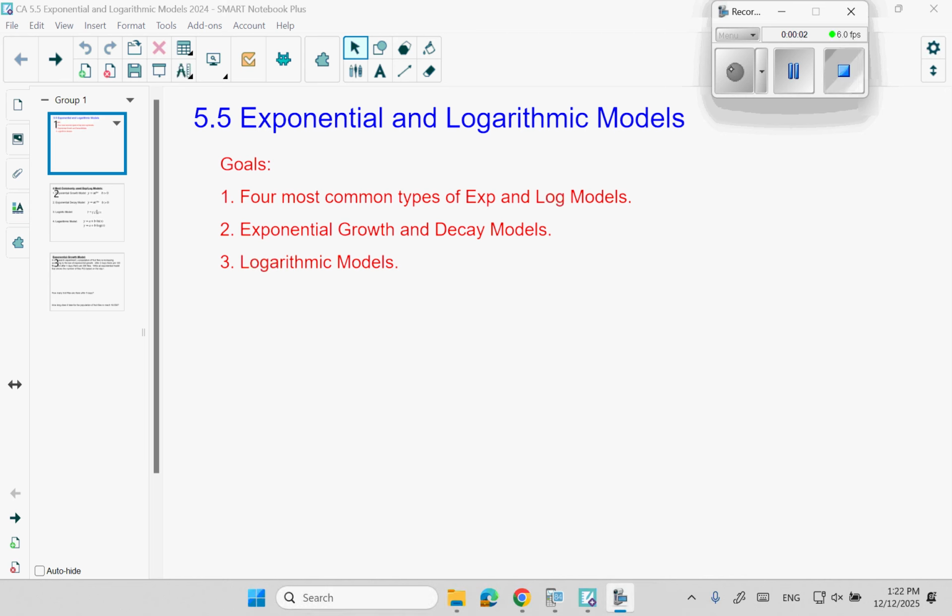And welcome to College Algebra 5.5. It's all about modeling exponential and logarithmic equations.